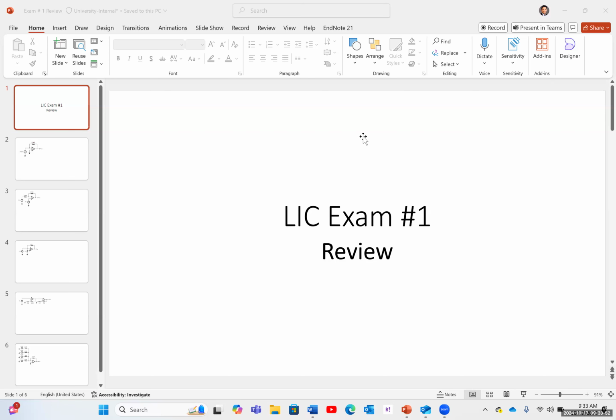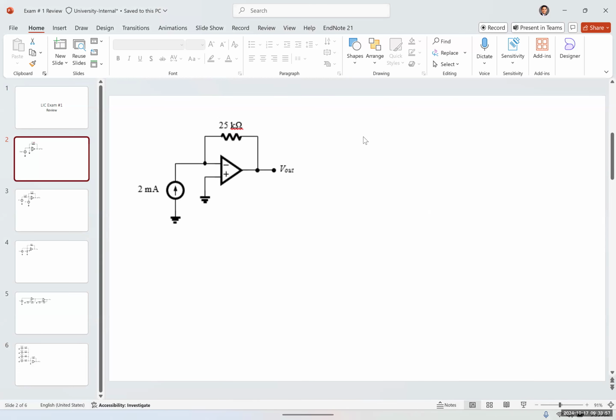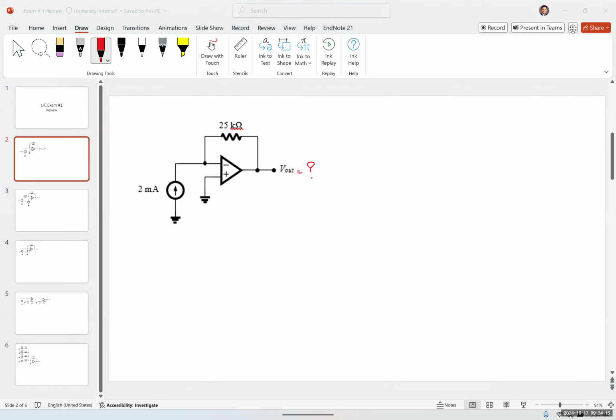So for the first example, we have an operational amplifier connected to a current source. And we want to measure the output voltage. What is V out? The input current is 2 milliamps. The feedback resistor is 25K. And it's an ideal op-amp.